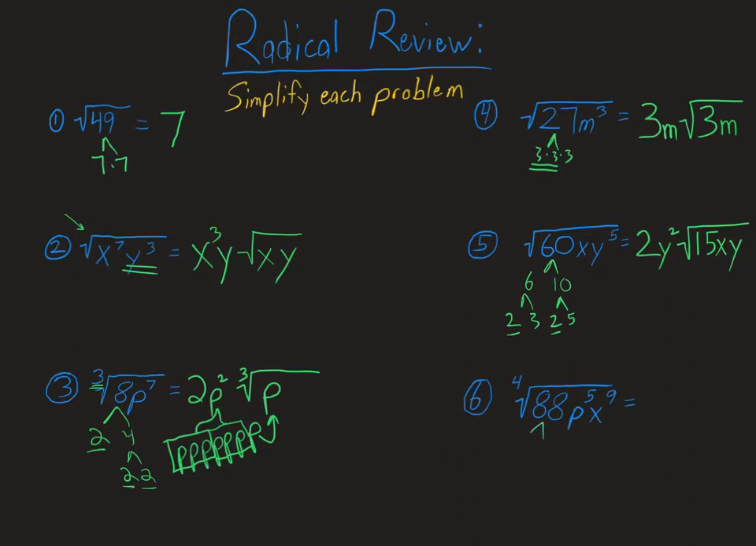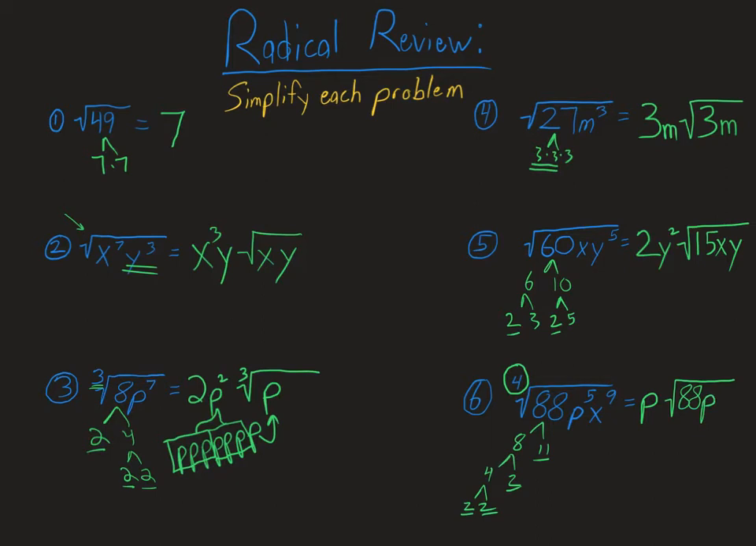All right, let's see, 88. That's 8 times 11. 8 is 4 times 2, and 4 is 2 times 2. So I've got 1, 2, 3 of the 2's and an 11, but I need a 4th root. I can't take anything out for the 88. So the 88 has to stay underneath because there aren't 4 of anything inside of it. p to the 5th, I can take 1 group of 4 p's out, and that becomes a single p outside after I take the root, and 1 is left under.